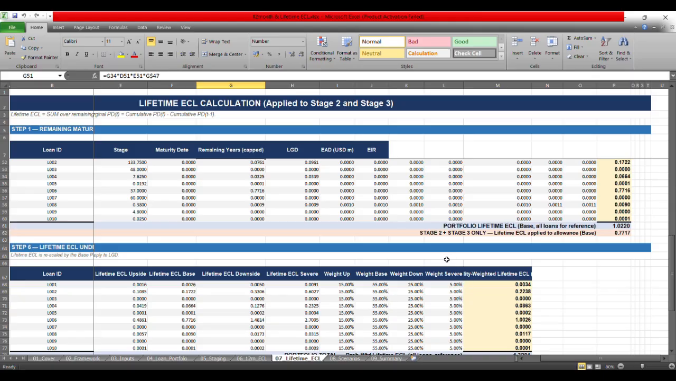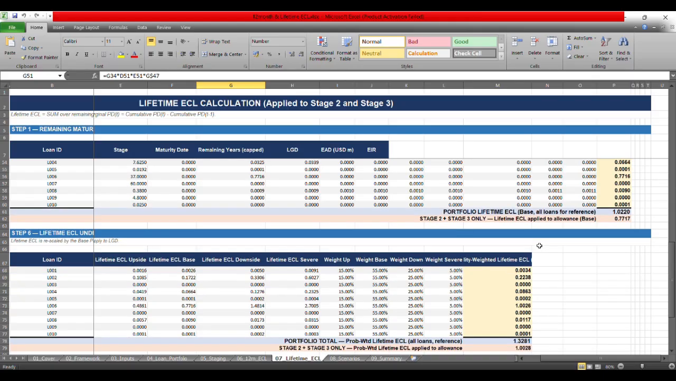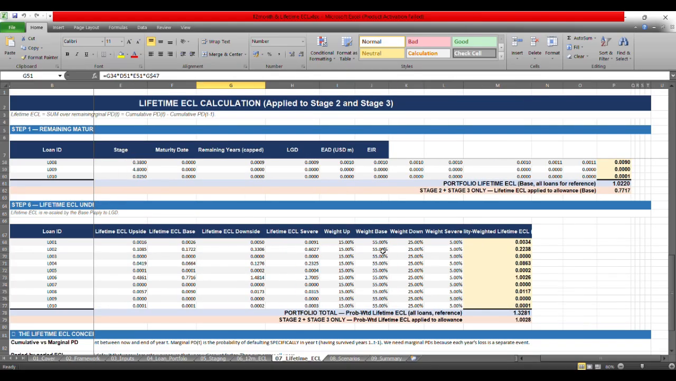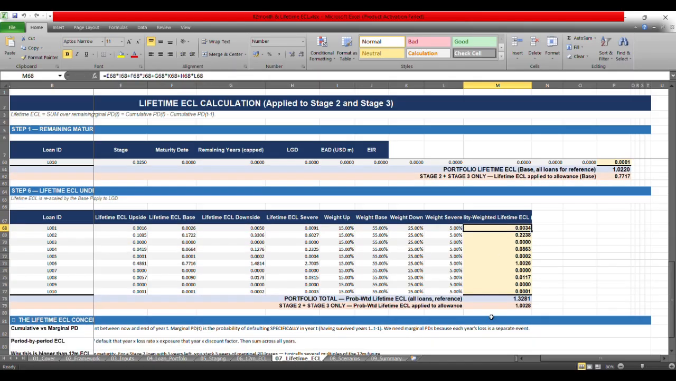So I would say 70% of the work has already been done. What's left is applying the scenarios. Likewise, as with the 12-month ECL, where we applied the scenarios, similarly we'll apply them for the lifetime ECL as well. Then we'll do a sum product between the ECL under each scenario and their weightage allocation, and that's how we'll get the final ECL.